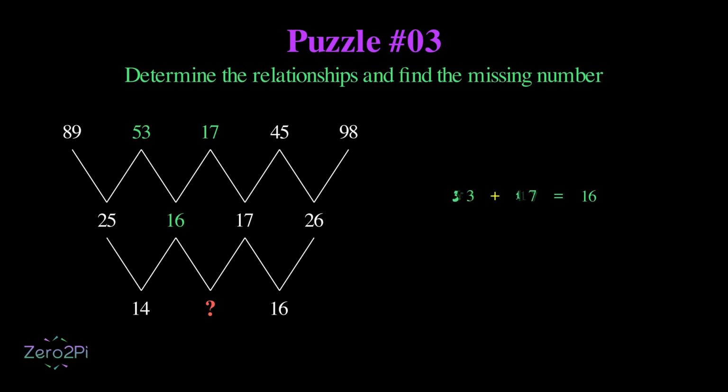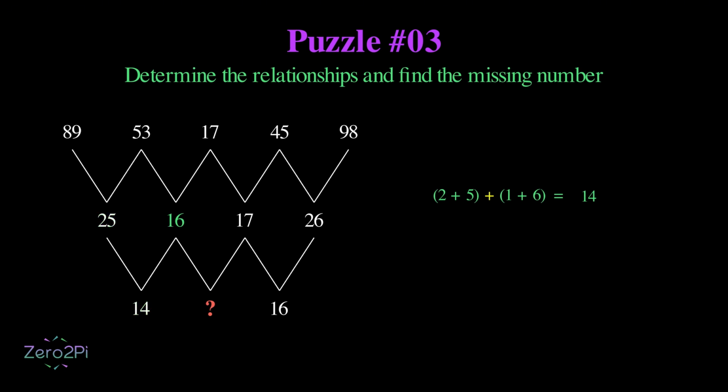Sum of 5 plus 3, which is 8, and 1 plus 7, which is 8 again, gives us 16. Similarly for the other numbers, the pattern is clear. For each pair of adjacent numbers in a row, we add their digits separately, then add those results together to get the number in the row below.